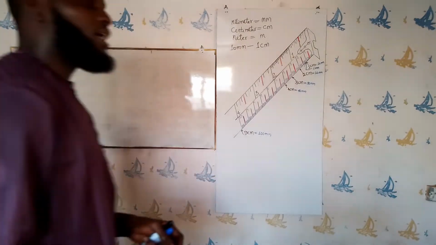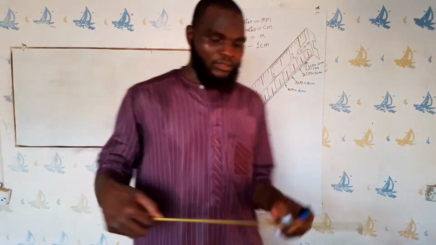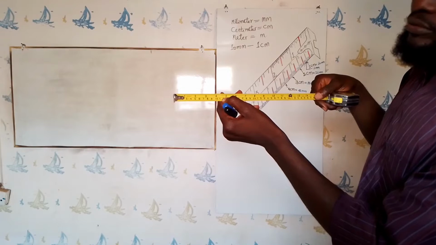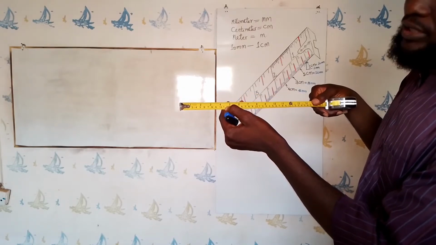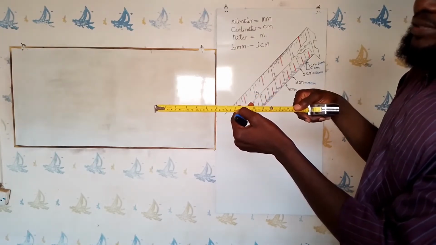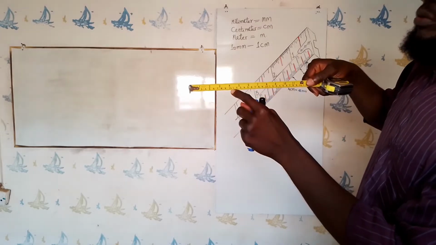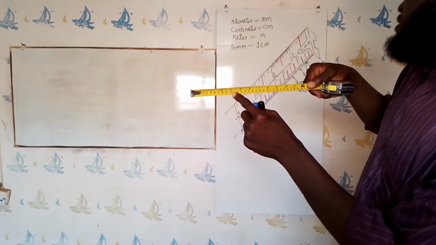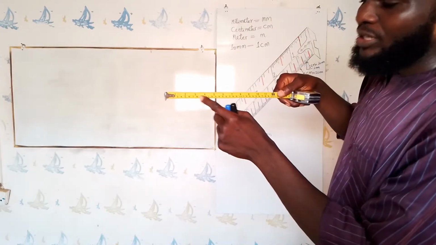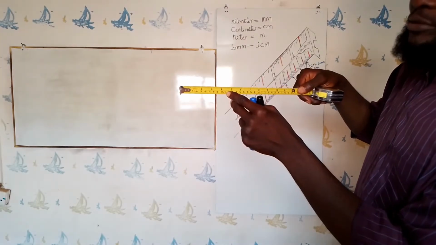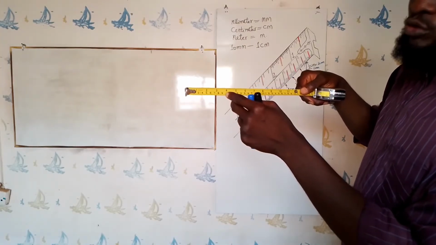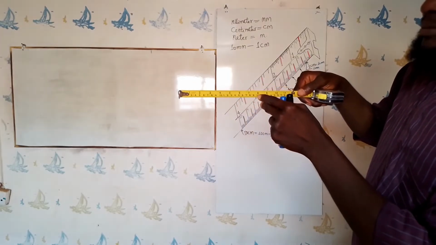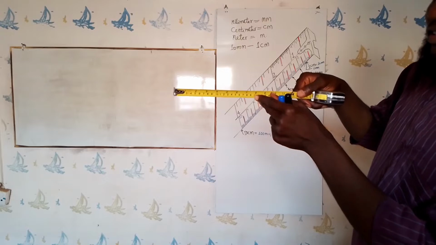When you look at the tape rule, you notice that after the 10, instead of having 11, we start from 1 again. Start from 1 again, 2, 3. When it gets to 19, move to 20. So if this is 10 cm, which is the same thing as 100 mm, this will be 11 cm. Just add the 1 to the 10. This will be 12 cm, 13 cm, 15 cm, 19 cm, then 20 cm.